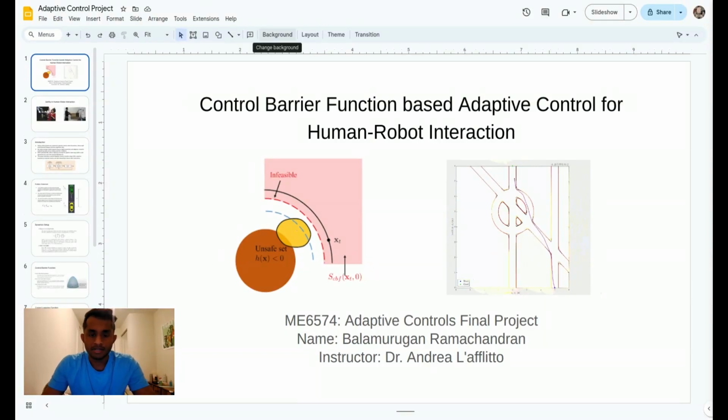I am presenting my Adaptive Controls final project on control barrier function based adaptive control for human robot interaction. In this slide, you could see on the right a control barrier function based robot which is crossing a road network to reach its goal. On the left, you could see a control barrier function dividing the total state space into a set of unsafe set and a safe set.